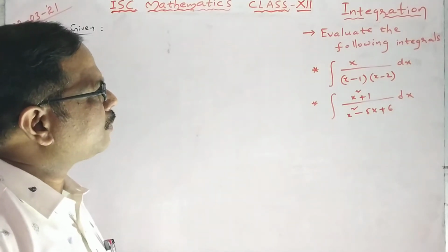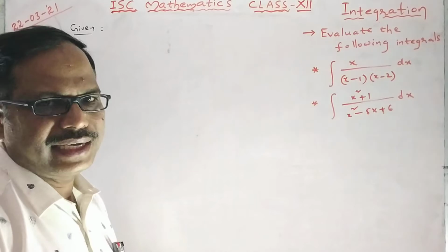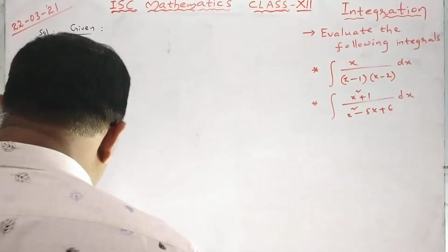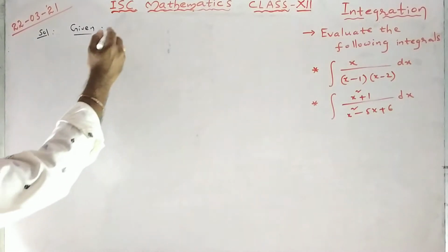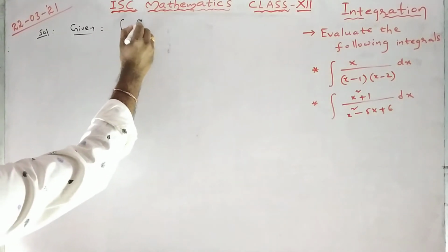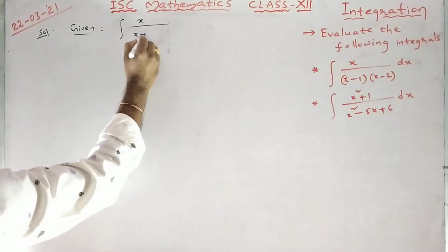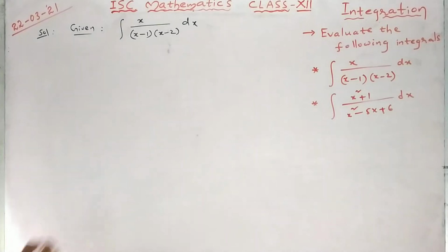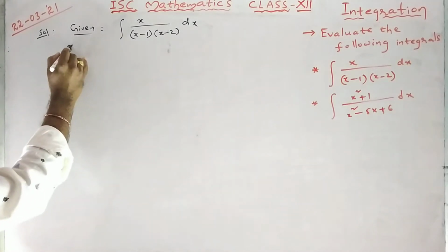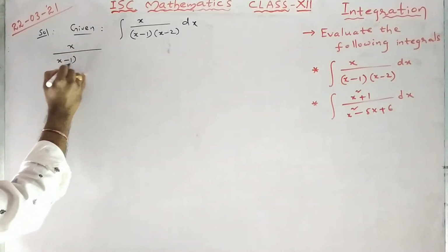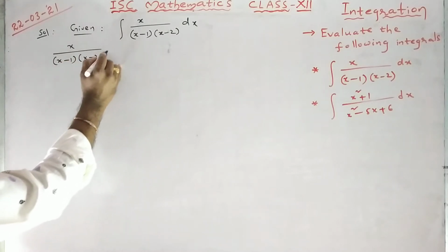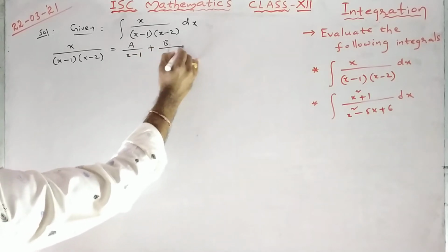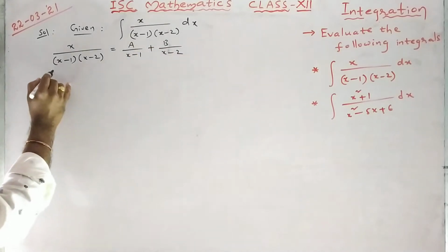Let us continue the problems of indefinite integration, exercise 10, class 12. We are using partial fractions to do these problems. First question, integral x by (x minus 1)(x minus 2) dx. First I am taking the given fraction x by (x minus 1)(x minus 2), that can be written as a by (x minus 1) plus b by (x minus 2).